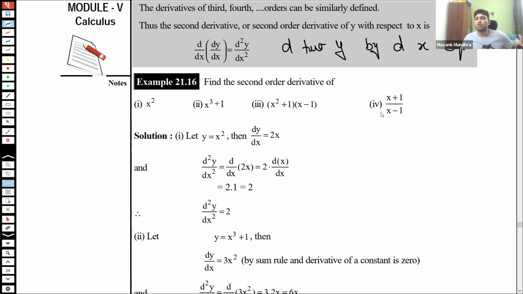Let me give you this one, x plus 1 upon x minus 1. Give me the double differentiation of this. Suppose this is f, so find f double prime of x. First you have to differentiate it once, get the function, and then differentiate it again. Then you'll get your f double prime.